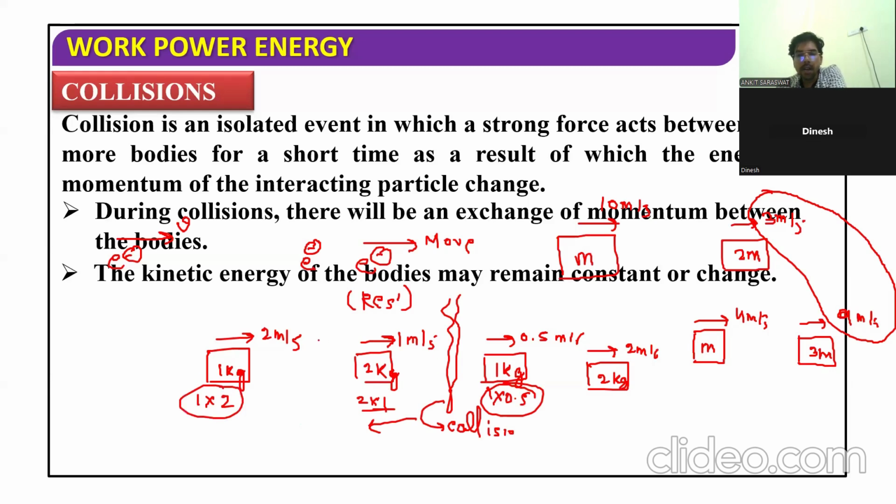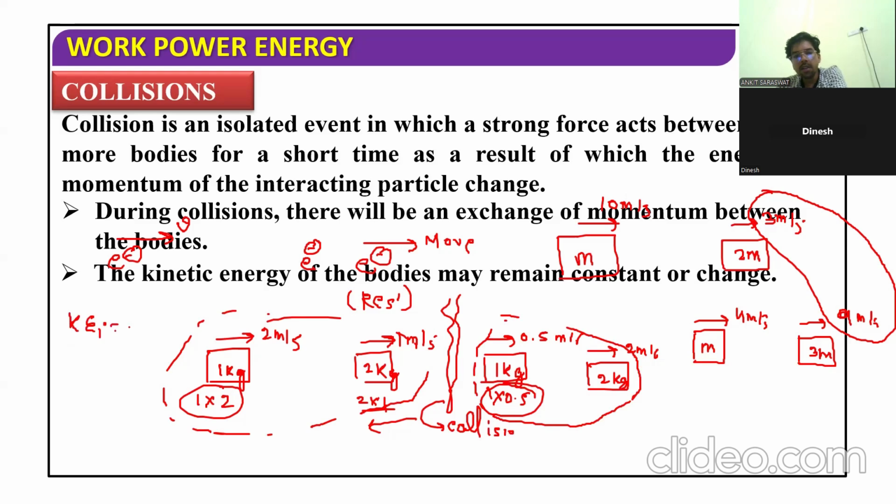Clear? Kinetic energy of this total system is equal to the kinetic energy of this system. System means these two bodies. So initial kinetic energy of system equals final kinetic energy of system, in case of elastic collision. I will explain what that is. But one thing you must remember: in case of collision, momentum is always conserved. Kinetic energy may or may not be conserved, depending on the type of collision.